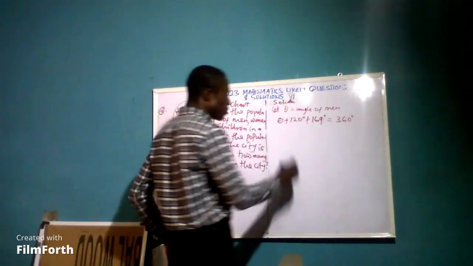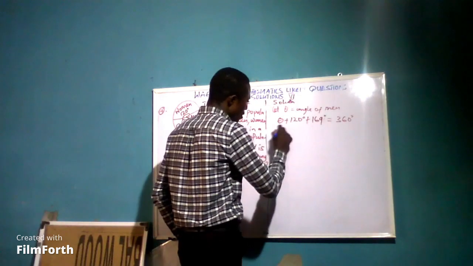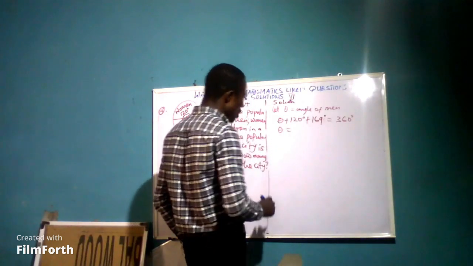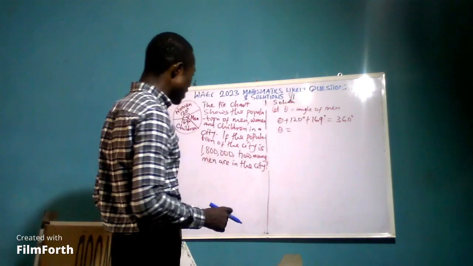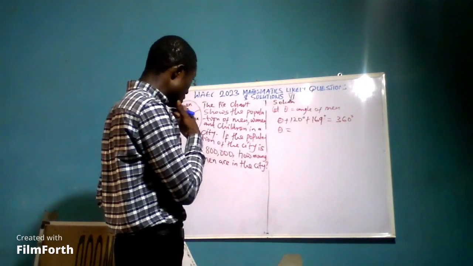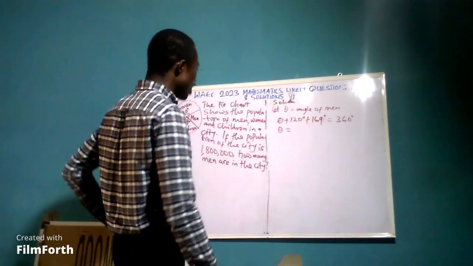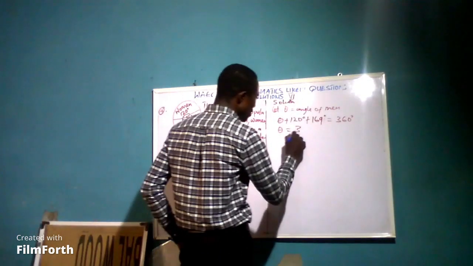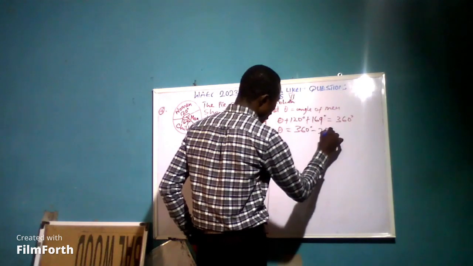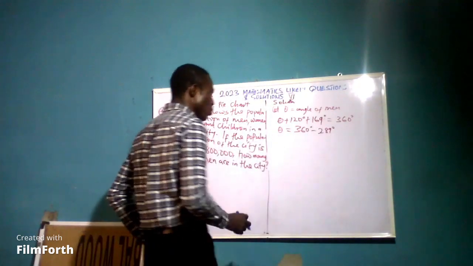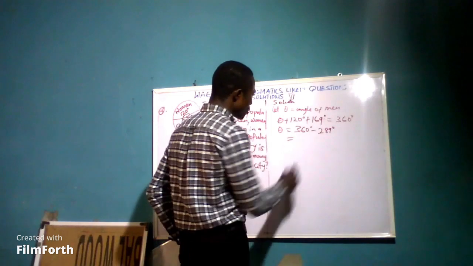Making theta the subject of the formula now, you have theta equal to 120 plus 169. That will be 289. So you have 360 degrees minus 289 degrees. That will give you what? That will give you 71.